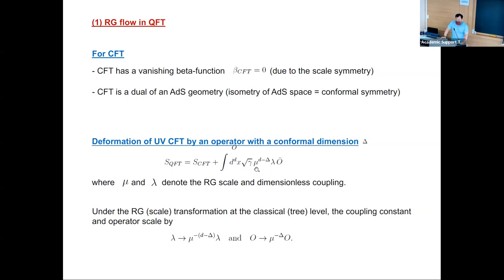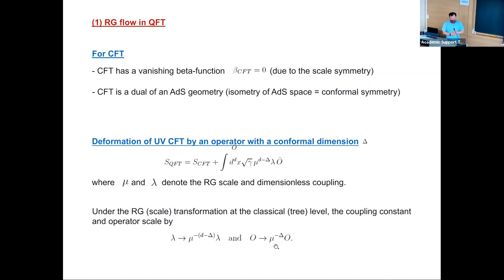In this case, we assume that the conformal dimension of this operator is given by delta. Because the action should be scale invariant, mu to the d minus delta corresponds to the scaling dimension of the coupling. We are interested in the change of the scaling dimension of the coupling constant. Here mu is the energy scale at which we observe the system. When the energy scale changes, the coupling constant transforms like this, and the operator transforms like that, if the operator has conformal dimension delta.